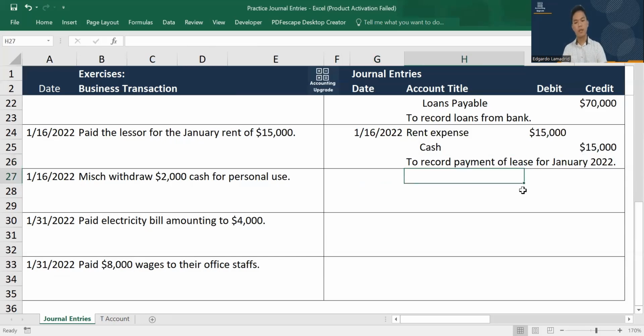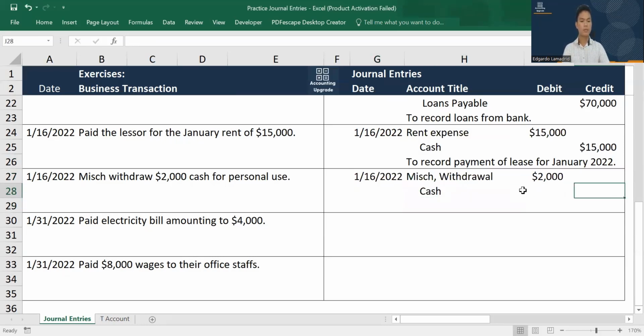Next transaction, January 16, 2022. It says here that Misch withdraws $2,000 cash for personal use. So on this transaction, there is a debit to Misch withdrawal, or we can direct this to the owner's capital account amounting to $2,000. And then record a cash, which is a deduction to cash, amounting to $2,000.